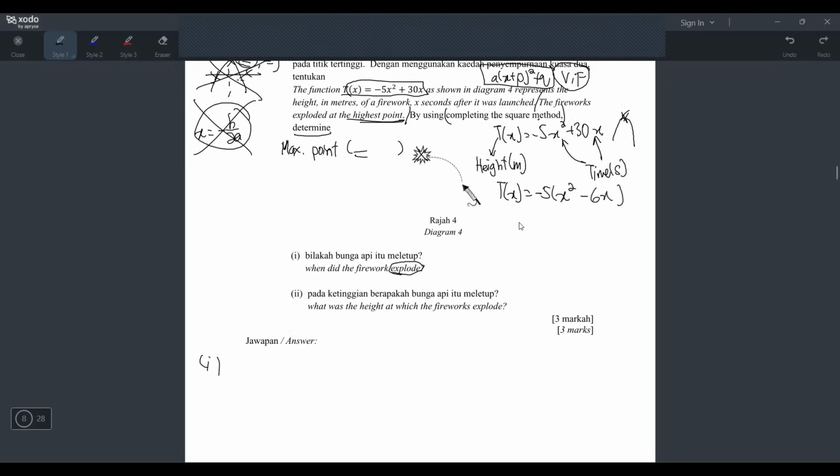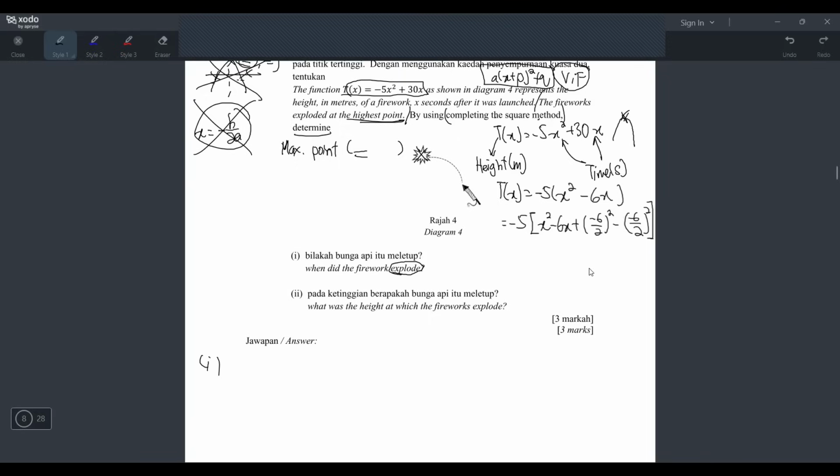And then now you write negative 5 and use a big bracket. Then you start doing completing the square. Now you write x squared minus 6x plus (bracket) squared minus (bracket) squared. And what's inside this small bracket? B over 2. So B is negative 6, so negative 6 over 2, negative 6 over 2.